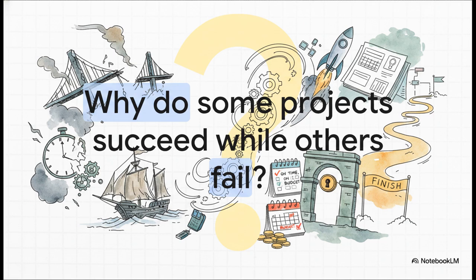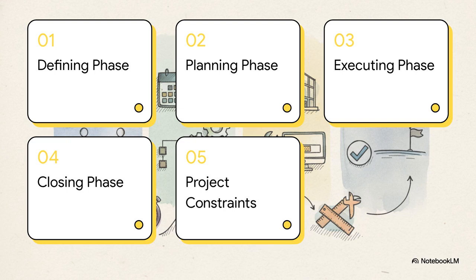Have you ever wondered why some projects crash and burn spectacularly, while others cross the finish line super smoothly, on time, and on budget? It's not just luck, and it's definitely not magic. It all really comes down to one fundamental concept. The secret is structure. And our roadmap for this explainer covers exactly that: the defining phase, the planning phase, the executing phase, and the closing phase, topped off with a critical look at project constraints.